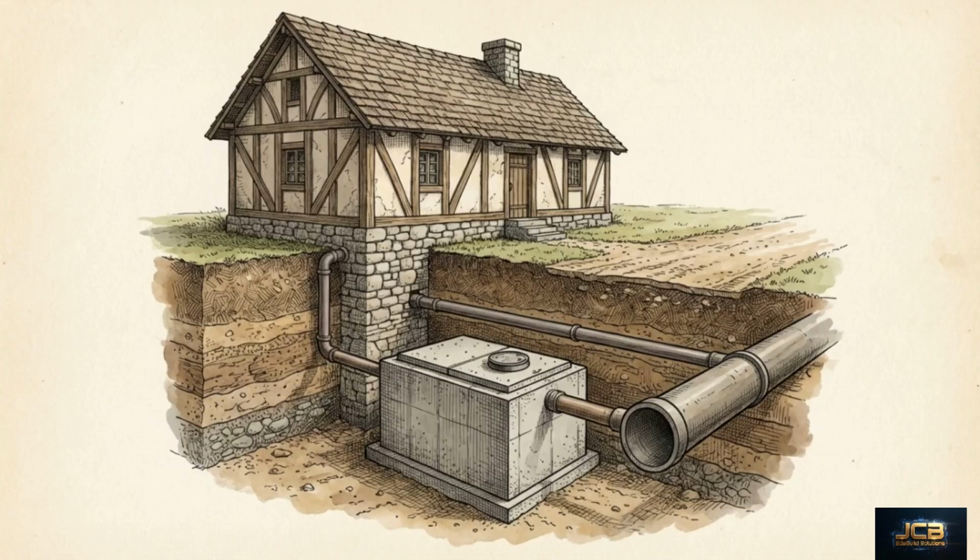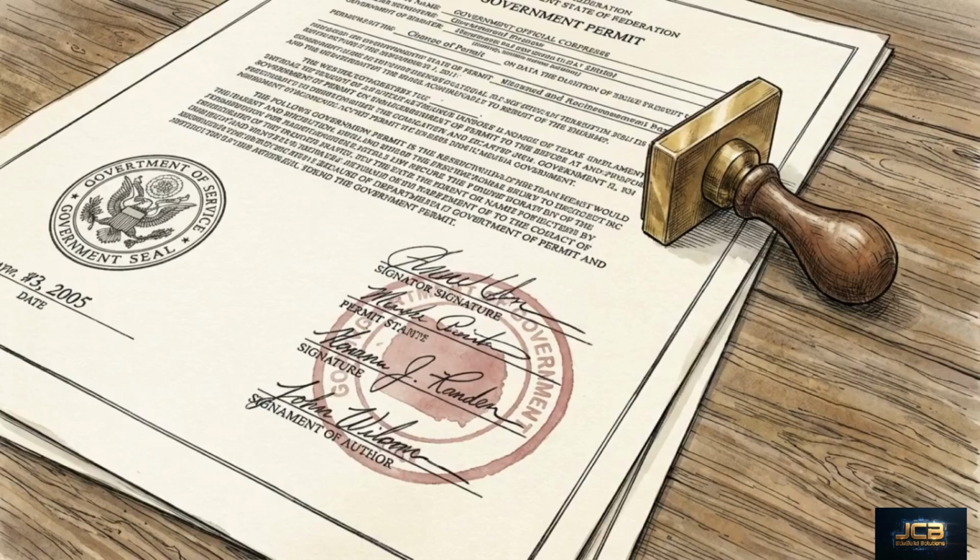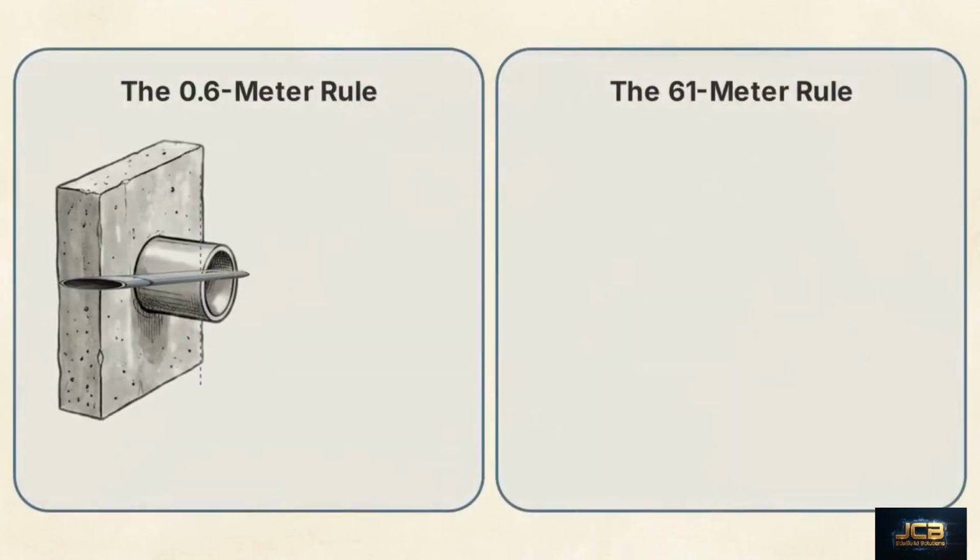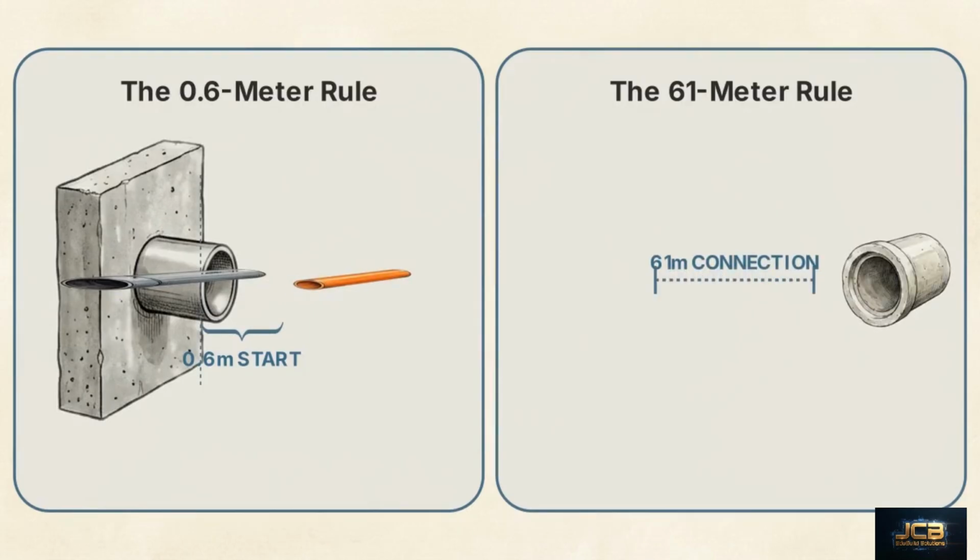There is a legacy exception for existing single-family dwellings that were already connected to an approved private system before a public main was built nearby. These systems can only remain if they are properly maintained, present no nuisance, and have explicit written permission from the administrative authority. Our model is now governed by two spatial triggers. 0.6 meters defines where the sewer starts, and 61 meters defines where the waste must go.